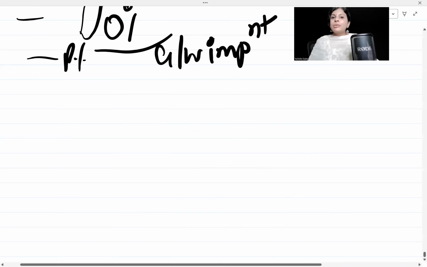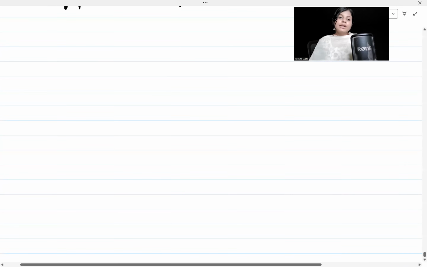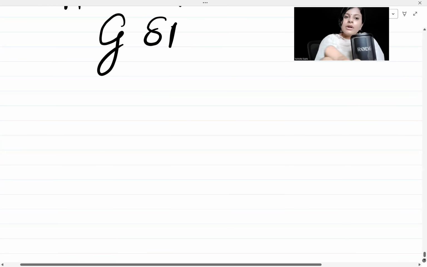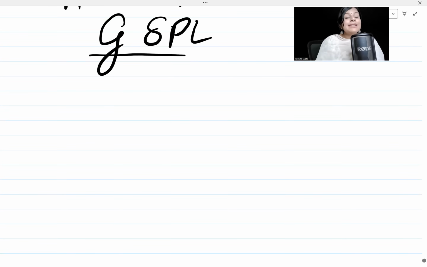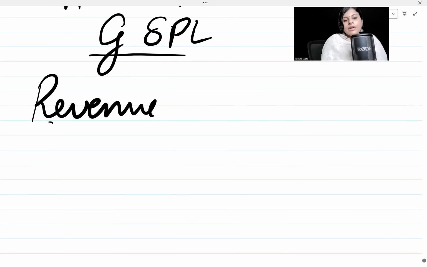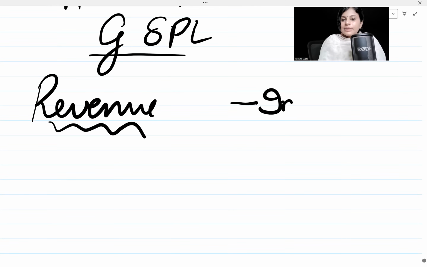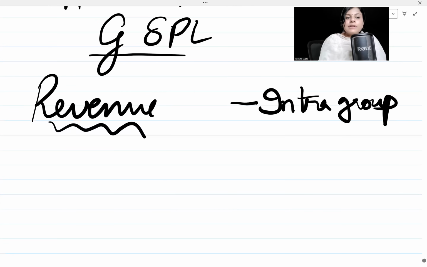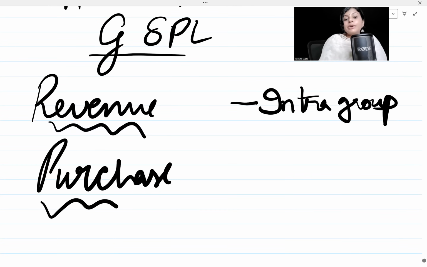So this is our basic group accounts, the balance sheet. What is there in the group statement of profit and loss? The only thing that I want to revise with you is that in the group statement of profit and loss, in the revenue, our group revenue, if there was an intra-group sale, that intra-group sale amount will be deducted from the revenue. If there was a sale, there must have been a purchase also.